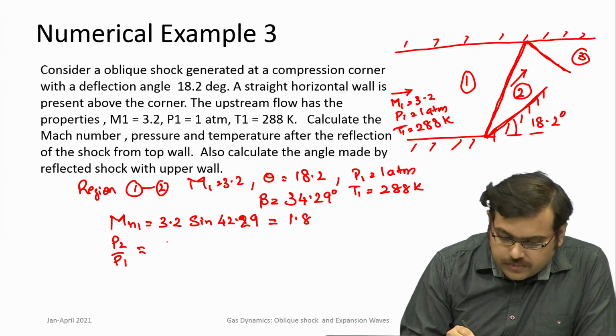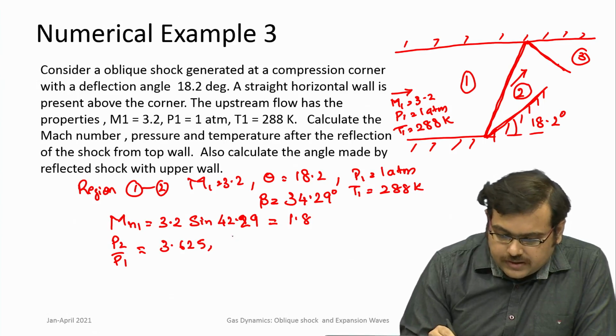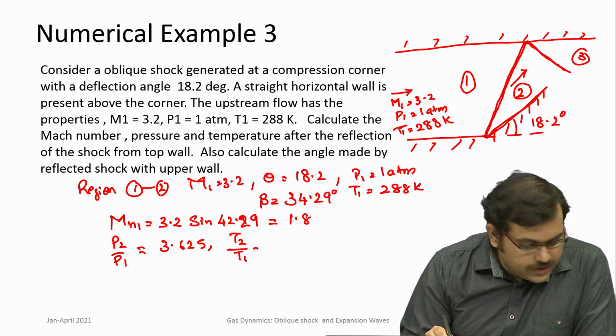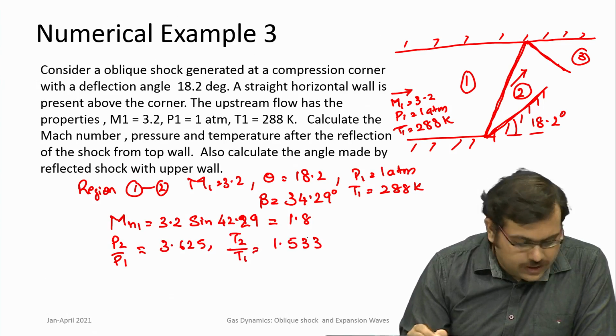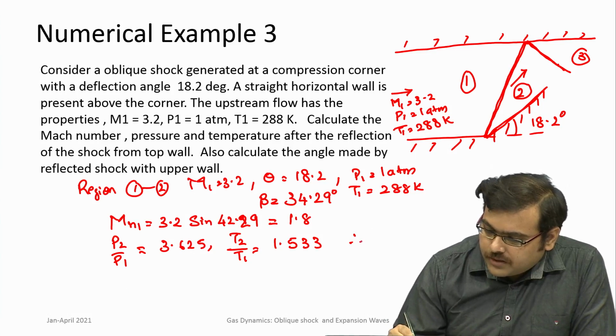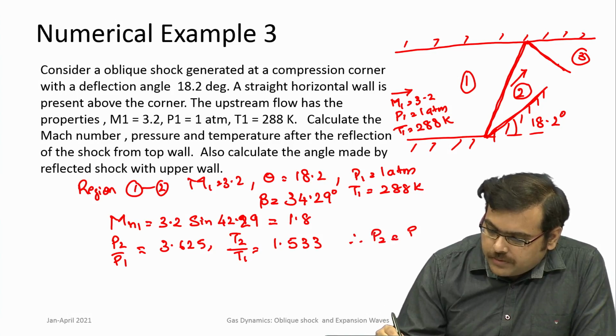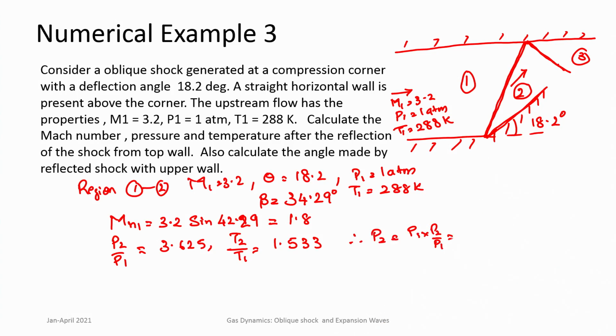P2 by P1 is 3.625 and T2 by T1 is 1.533. Therefore, you get P2 is P1 multiplied by P2 by P1. This turns out to be, since you started with 1 atmosphere, 3.625 atmospheres, and T2 is T1 multiplied by T2 by T1. It is 441.5 Kelvin. Okay. Now, we need M2.